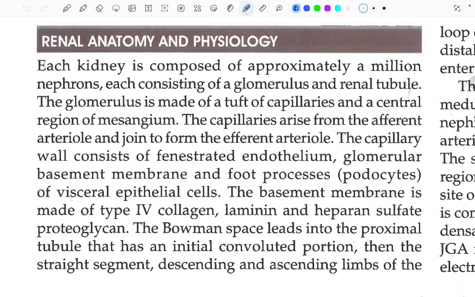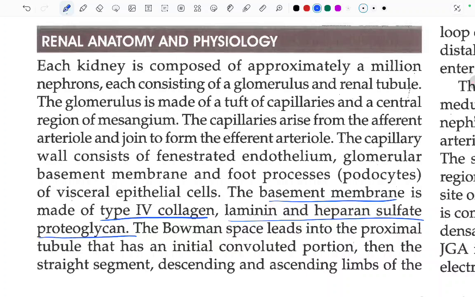The capillary wall consists of the fenestrated endothelium, the glomerular basement membrane, and the foot processes called the podocytes of the visceral epithelial cells. This is the capillary wall. The basement membrane is made up of type 4 collagen, laminin, and heparan sulfate proteoglycan.